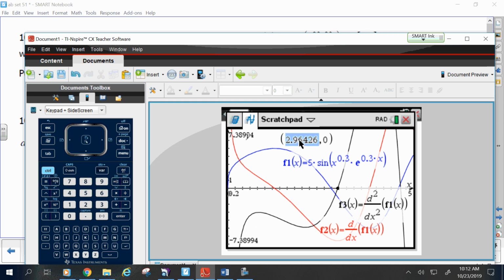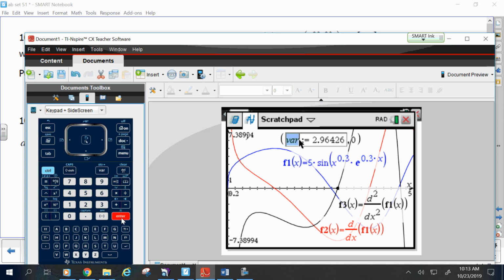Now, that's good, but that's not the inflection point. That's the inflection x. Is that a point on the original function where it's changing concavity? No, it's changing concavity at that x, but the x on that blue graph doesn't yield a y of 0. I need to now find the y at that x. So what do I do? Yeah, I need to F1 at that. So let's store that so I can calculate that well.